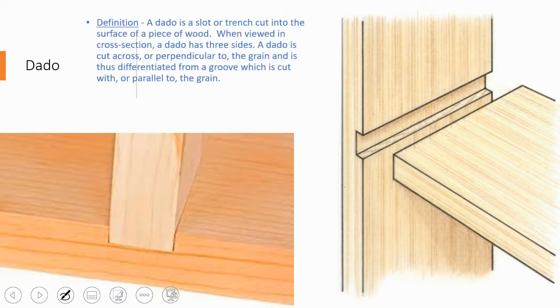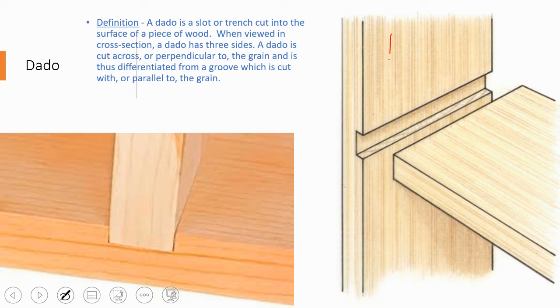A dado. So the definition of a dado is a slot or a trench cut into the surface of a piece of wood. When viewed in the cross section, a dado has three sides. A dado is cross-cut or perpendicular to the grain, and the grain is thus differentiated from a groove which is cut with or parallel to the grain.